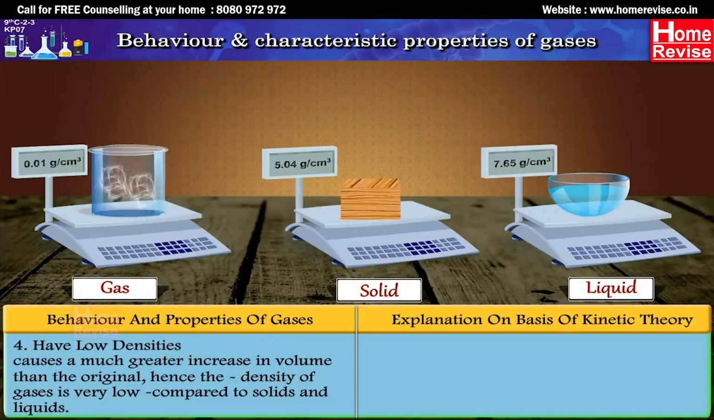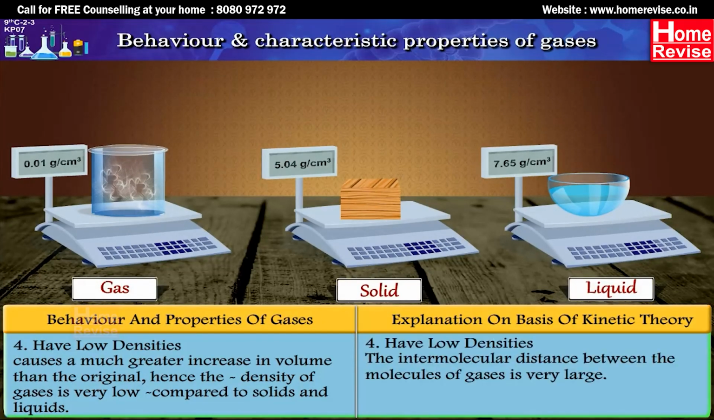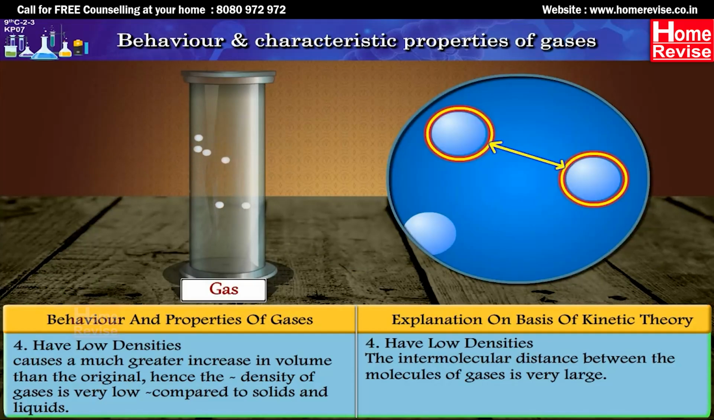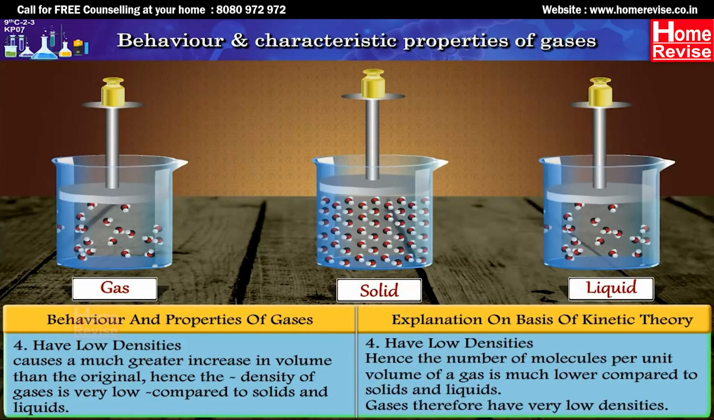Explanation on the basis of kinetic theory. Have low densities. The intermolecular distance between the molecules of gases is very large. Hence, the number of molecules per unit volume of a gas is much lower compared to solids and liquids. Gases, therefore, have very low densities.